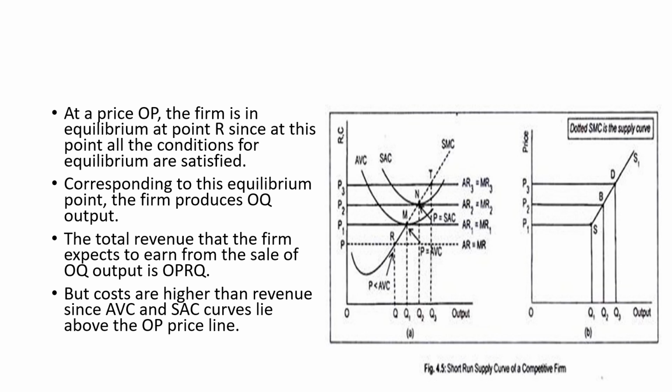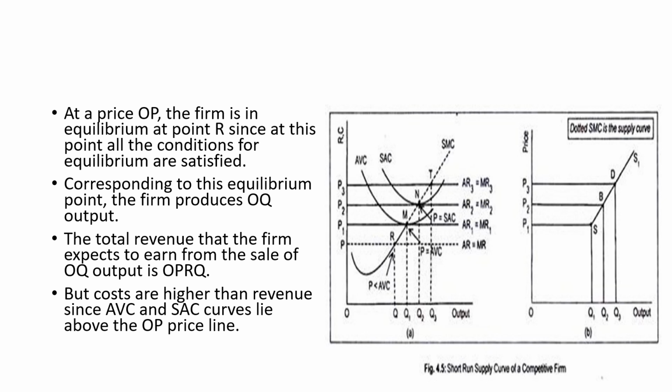Here in the figure you could see that at price OP the firm is in equilibrium at point R, and at this point all conditions for equilibrium are satisfied. There are two basic conditions which have to be satisfied in order to attain equilibrium. The first one is MC equal to MR, and the second is that the MC curve should cut the MR curve from below. At point R both these conditions are satisfied. Corresponding to this equilibrium point, the firm produces OQ level of output, and the total revenue earned by the firm is OPRQ.